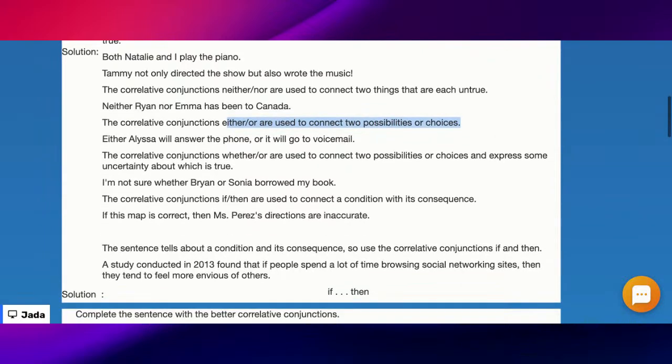Either Eliza will answer the phone or it will go to voicemail. So it's a possibility. You see the possibility. It says that either Eliza will answer the call or it will go to voicemail. So either or connects possibilities. It's like two possibilities. You're saying, maybe it will happen, maybe it will not happen. You're not certain. You're just saying maybe this will happen, maybe it won't.